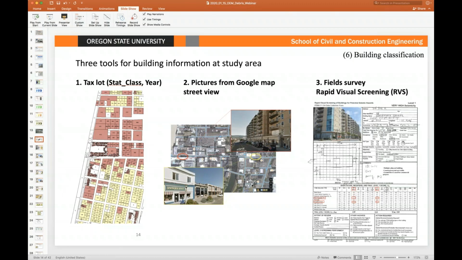One was a tax database, which gave us a lot of good information about the year of construction of buildings, for example, how tall the building was, what it was typically used for. We also used Google Street View, and we also made several reconnaissance trips up there, and used a rapid visual screening tool from FEMA, especially for a lot of the important buildings that we talked about earlier, so we could characterize those buildings.